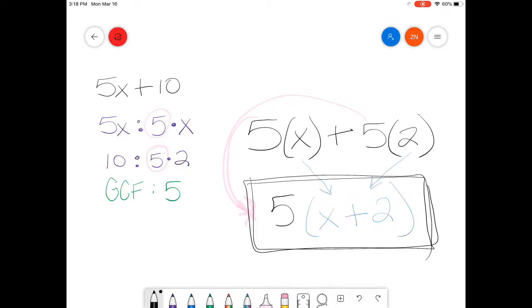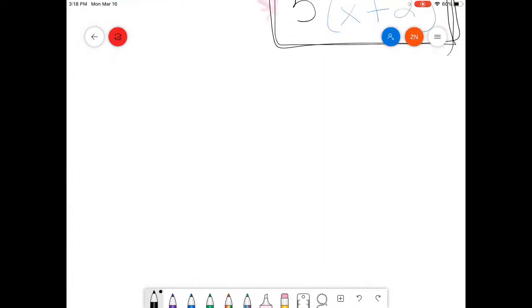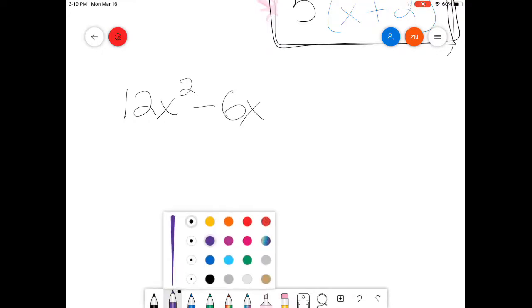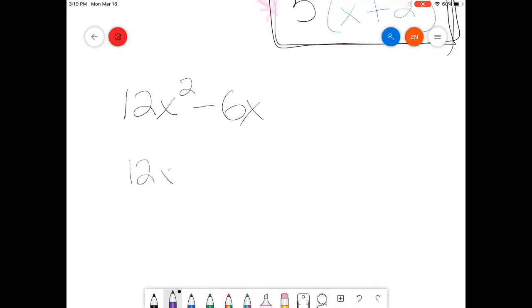Let's take a look at another example. Let's say I have 12x squared minus 6x. Take a look at these problems separately. So let's say I have 12x squared and 6x. The 12 can be broken apart as 6 times 2, but that 6 can also be broken apart as 3 times 2.